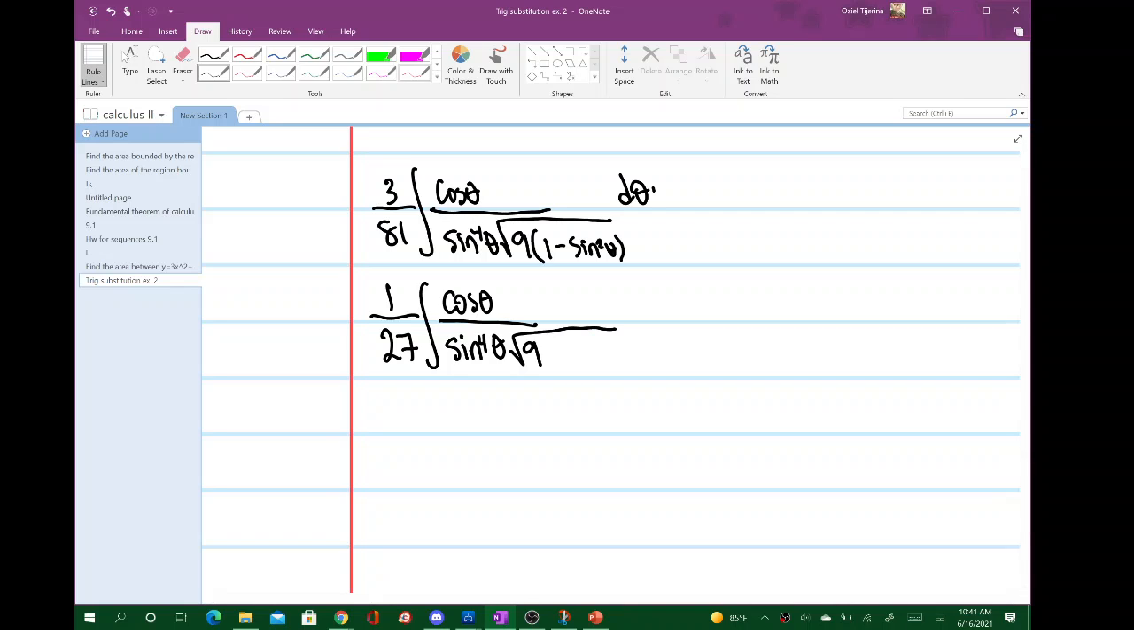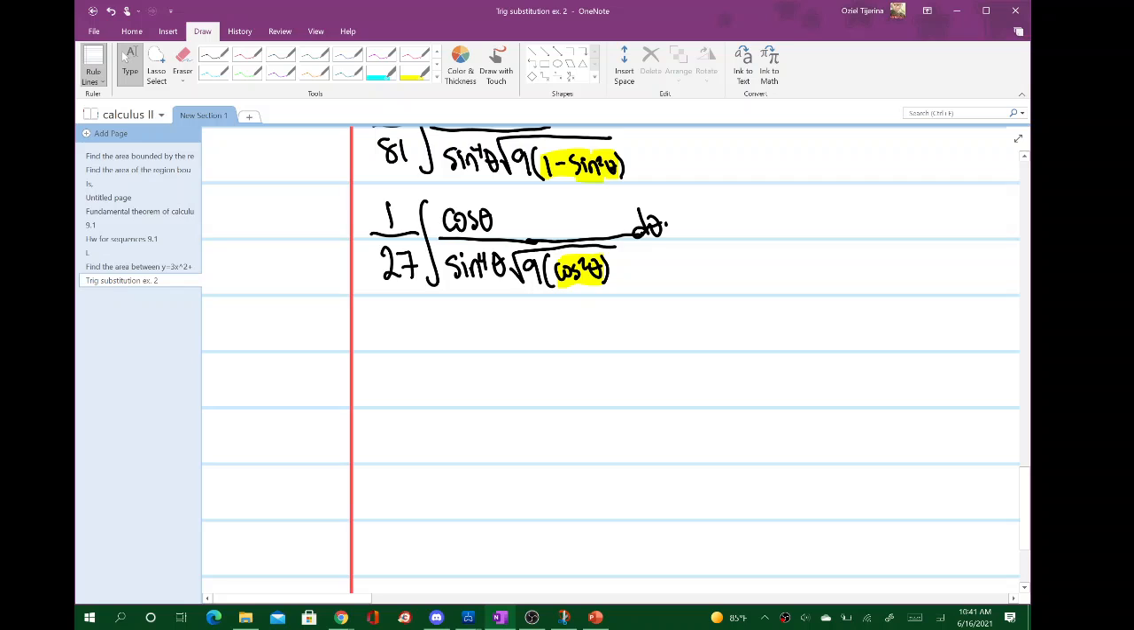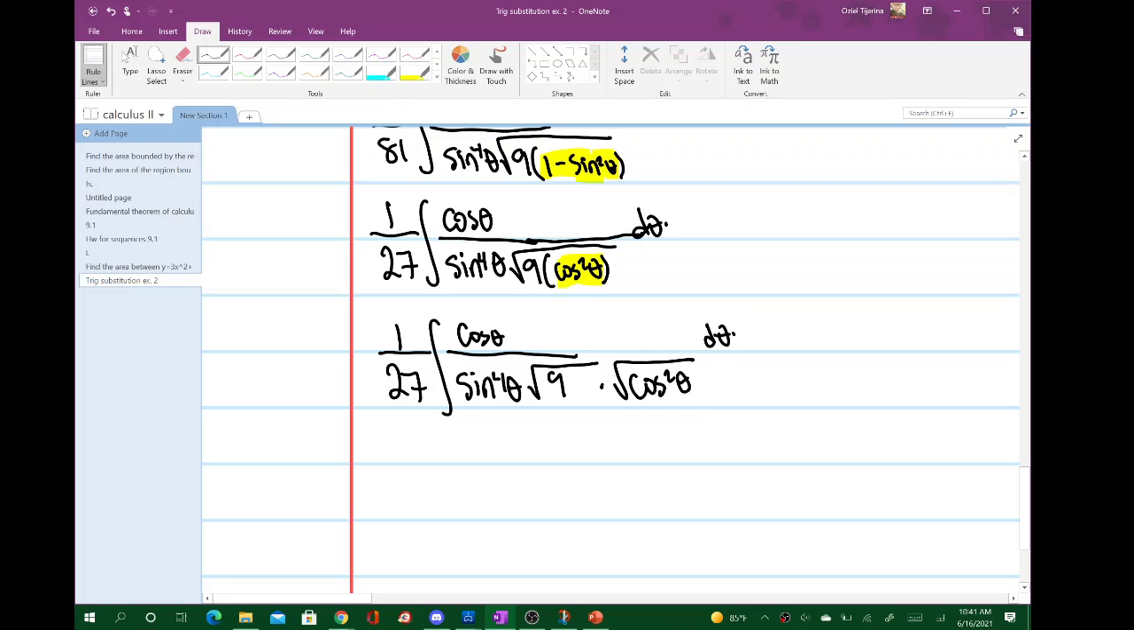And we know this part is going to be rewritten as cosine squared theta, and then we're going to do d theta. Anything that I highlight with the same color, that's what it turned into. Like 1 minus sine squared theta is cosine squared theta. So we have 1 over 27 times the integral of cosine theta over sine to the fourth of theta times the square root of 9 times the square root of cosine squared theta, d theta.